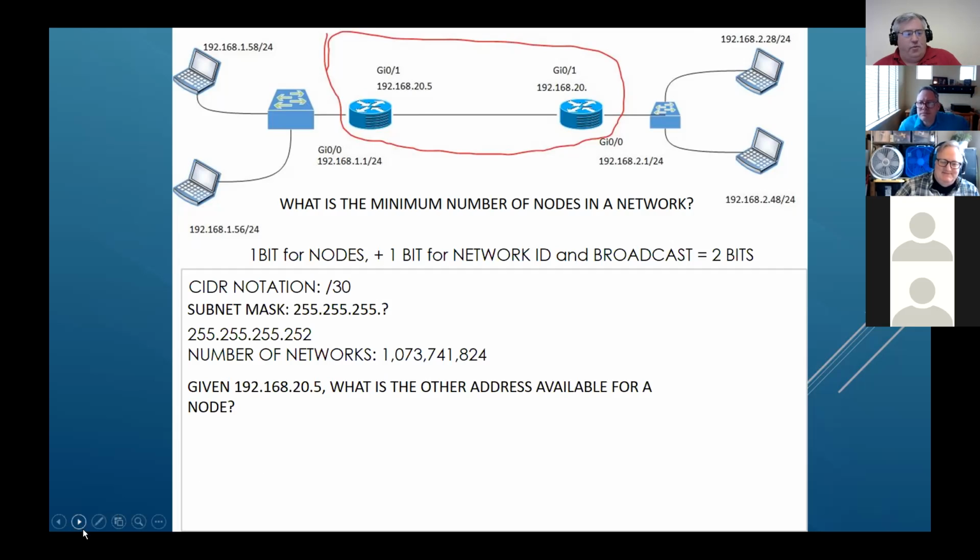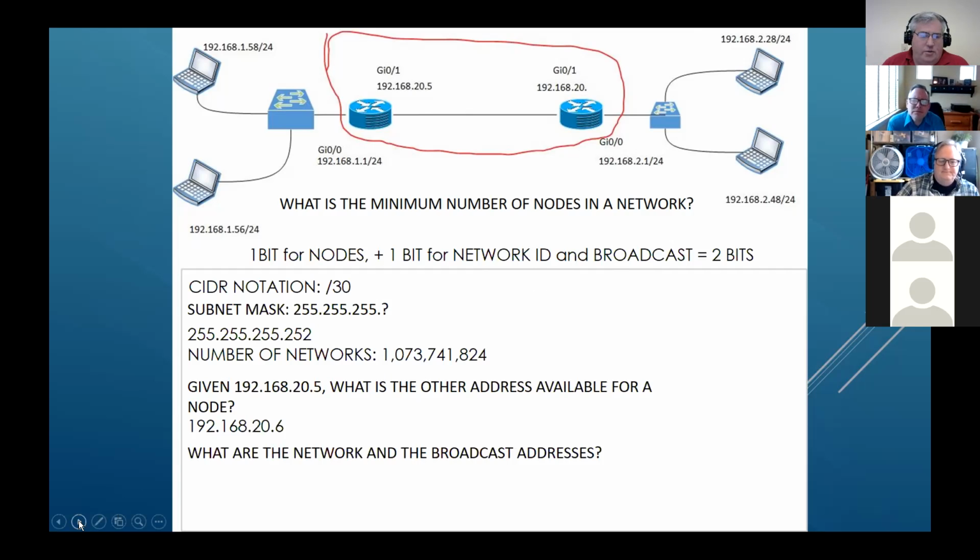So it would be a 4. Or actually, I'm sorry. A 4 would be the network ID. And 6 will be this address. And then a 7 will be the broadcast address. So yeah, and maybe we should walk through that. You're probably gonna do that, right? Yep.